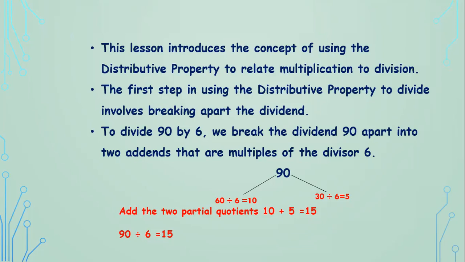And you know that 60 divided by 6 is 10 and 30 divided by 6 is 5. So these are the partial quotients which you got when you divided 60 and 30, and you will add the two partial quotients, which is 10 and 5, and the answer will be 15. Or you can say 90 divided by 6 is 15.